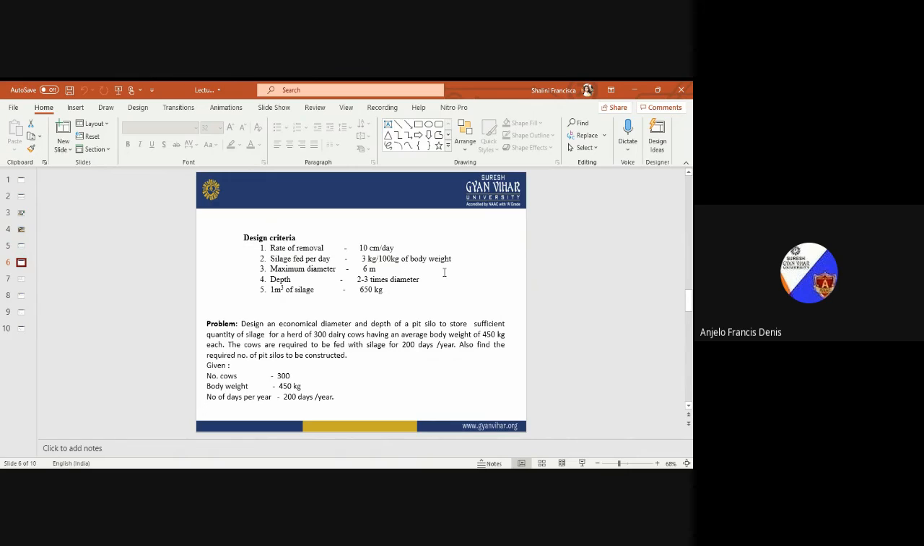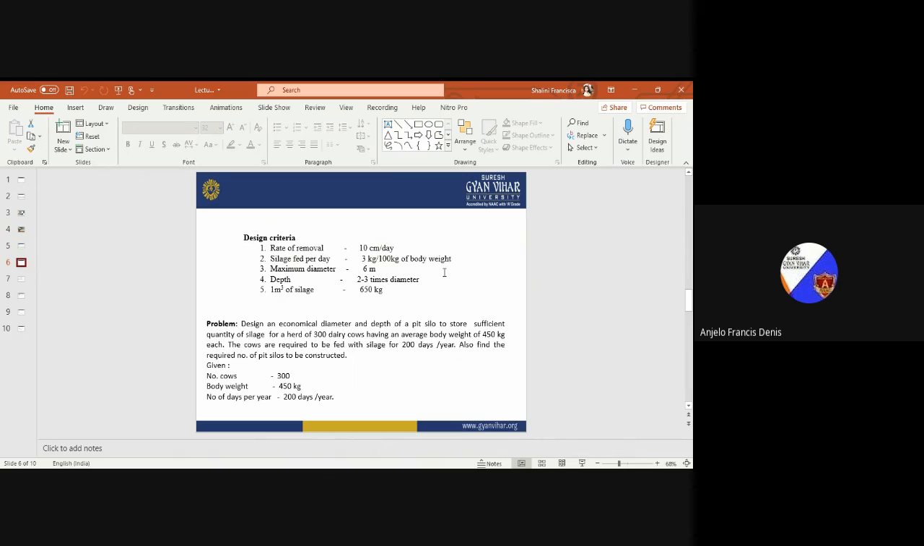So talking about design criteria, the rate of removal is 10 centimeter per day. Silage fed per day is 3 kg per 100 kg of body weight. Maximum diameter is 6 meter. Depth is 2 to 3 times diameter, so it can be up to 18 meters. And it is assumed that 1 cubic meter of silage equals 650 kg.